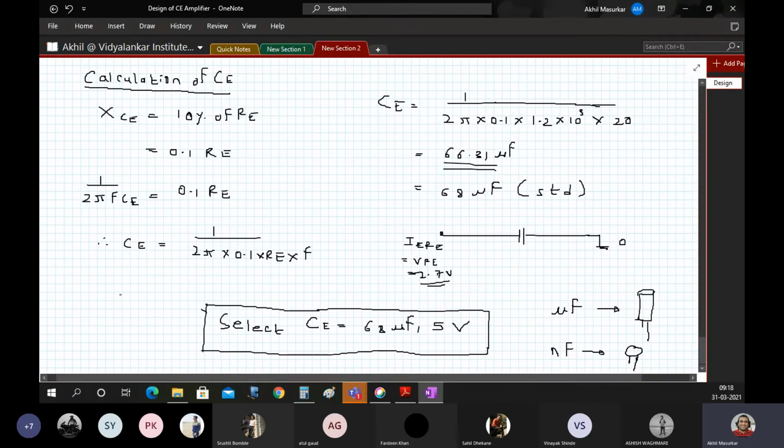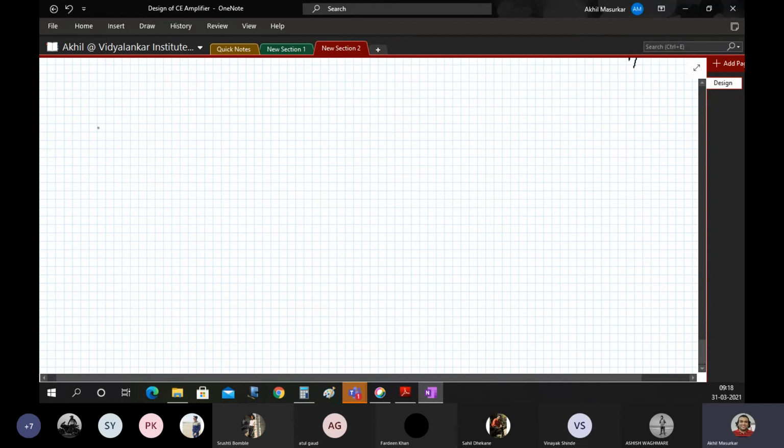Now in the question they have also mentioned that calculate Ri, Ro and Av for the designed values. So Ri is Rb parallel to hie, which is nothing but R1 parallel to R2 parallel to hie, which is going to be, just now we have calculated that, 2.105 kilo ohms.